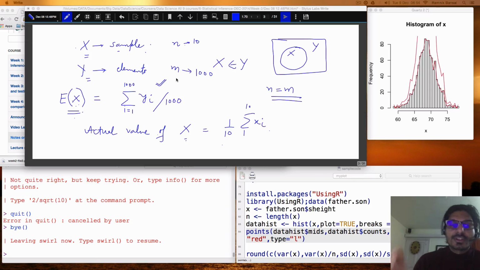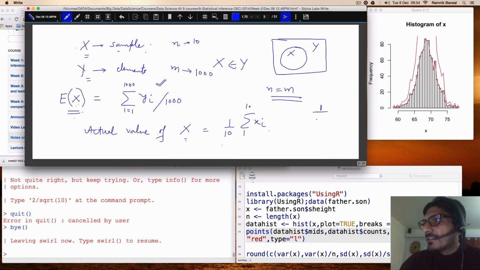So the probability distribution can be anything. Say we have some data points and they could have any probability distribution, but still the expected value concept will hold. In our case, we are saying the probability is 1 by p, where p is equal to the total number of elements. Is this clear?